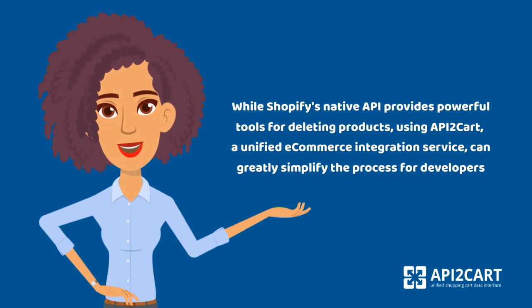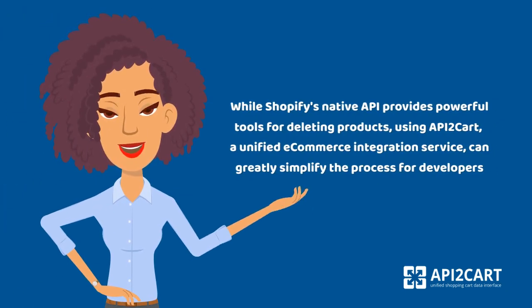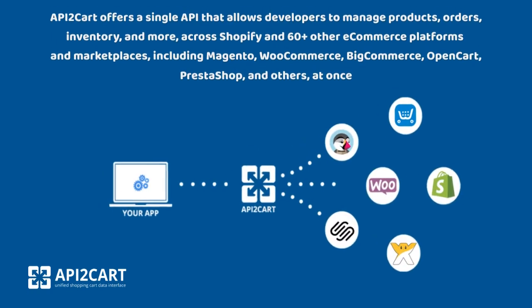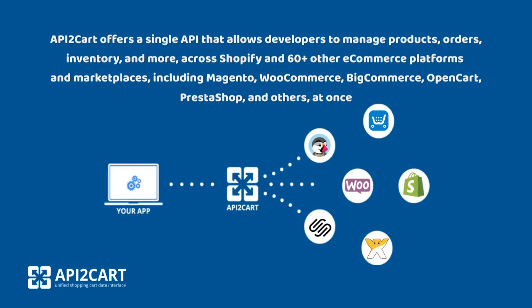While Shopify's native API provides powerful tools for deleting products, using API2Cart, a unified e-commerce integration service, can greatly simplify the process for developers. API2Cart offers a single API that allows developers to manage products, orders, inventory, and more across Shopify and 60+ other e-commerce platforms and marketplaces, including Magento, WooCommerce, BigCommerce, OpenCart, PrestaShop, and others, at once.